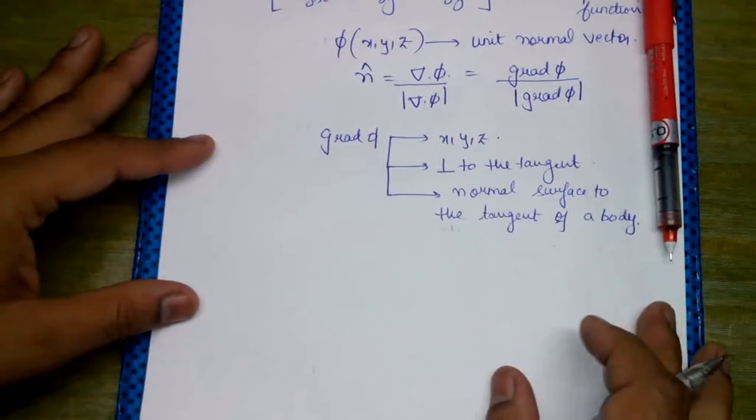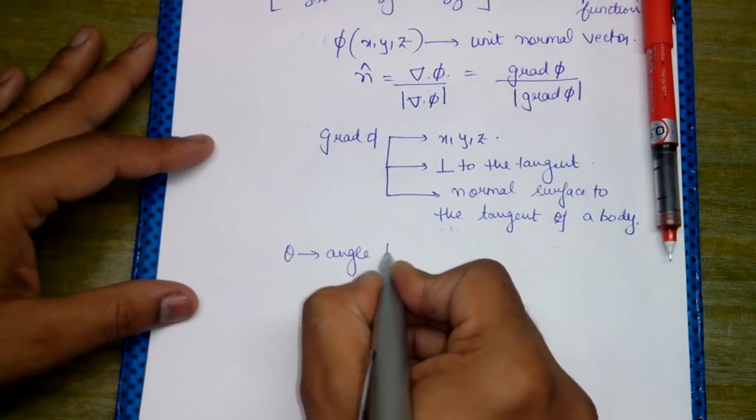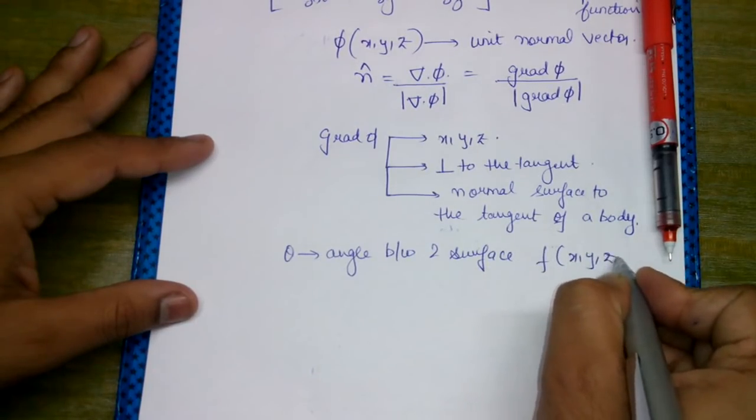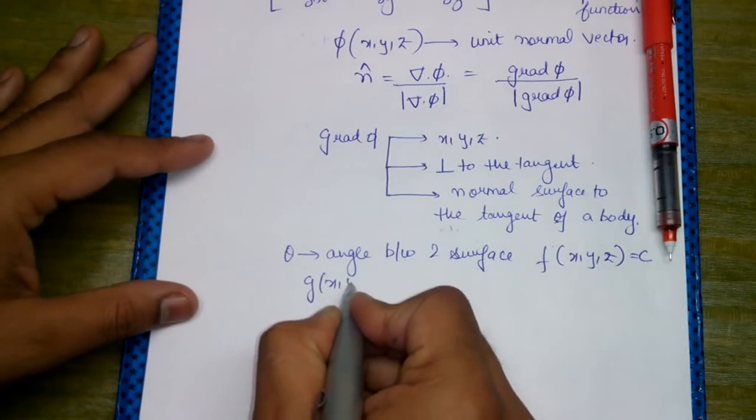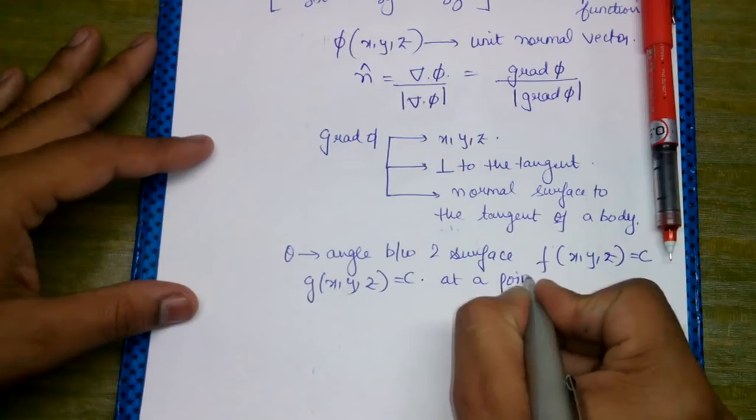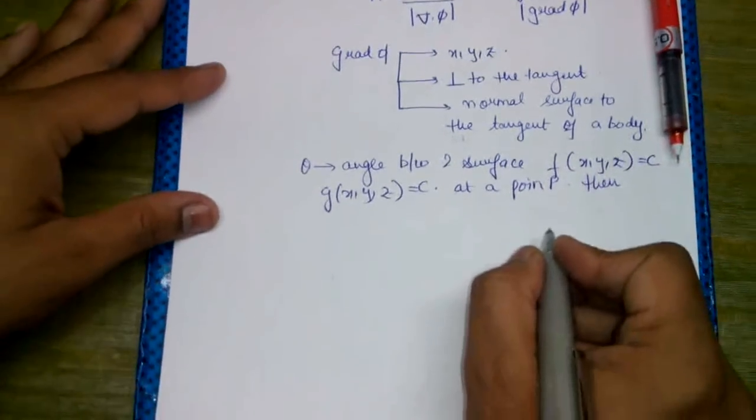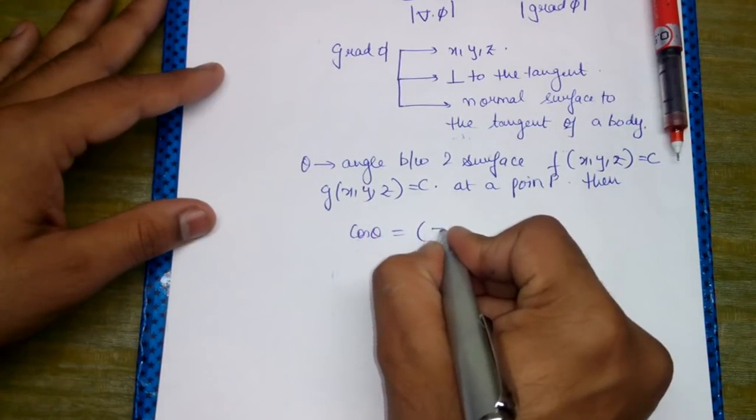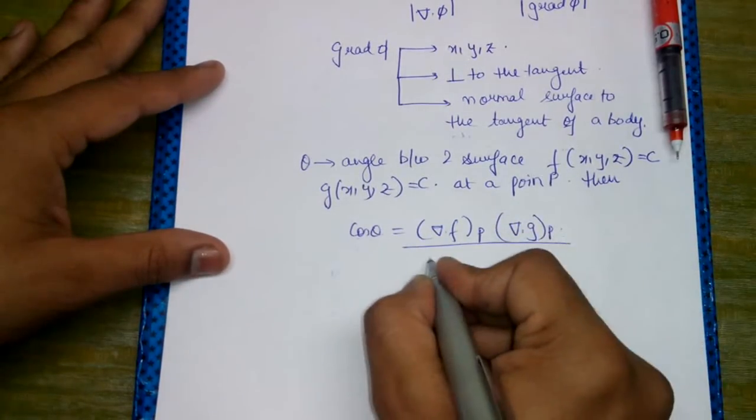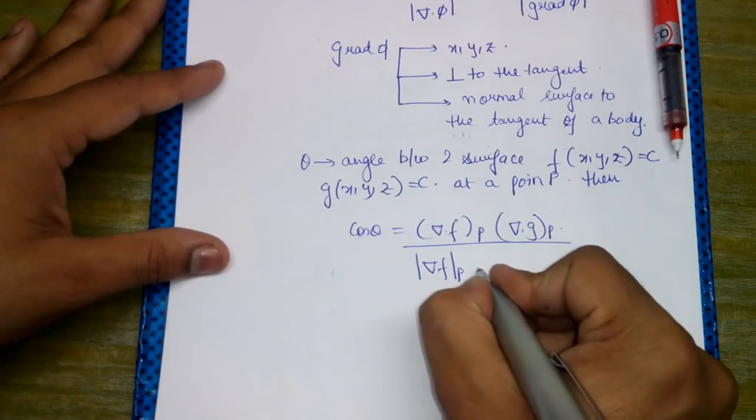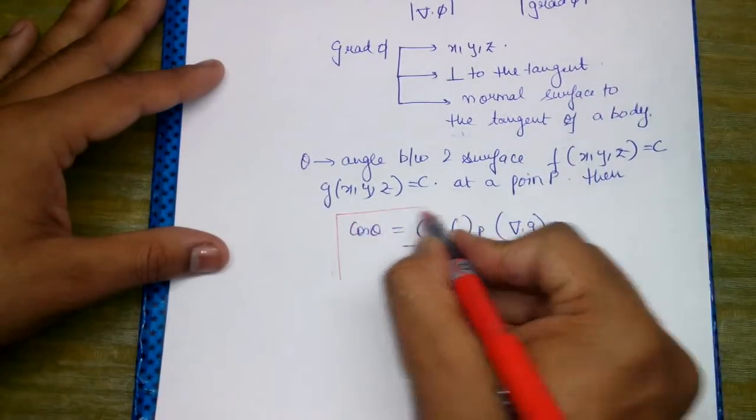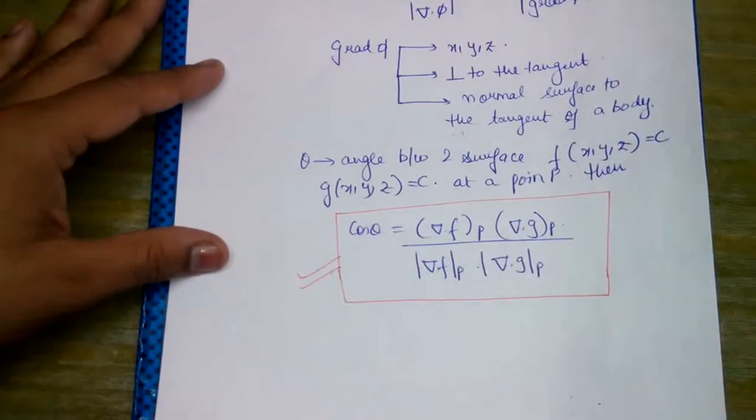And if theta is the angle between two surfaces, say f(x, y, z) equals c and g(x, y, z) equals c at a point P, then we have cos theta simply equal to nabla f at the point P dot nabla g at the point P, divided by mod of nabla f at the point P and mod of nabla g at the point P. So the angle theta can be simply found out by using this relation.